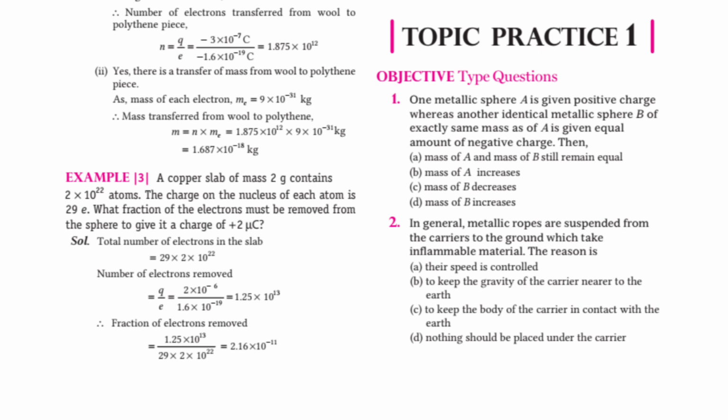So the number of electrons removed, we have number of electrons N is equal to Q by e. So we have Q as 2 into 10 raised to minus 6.